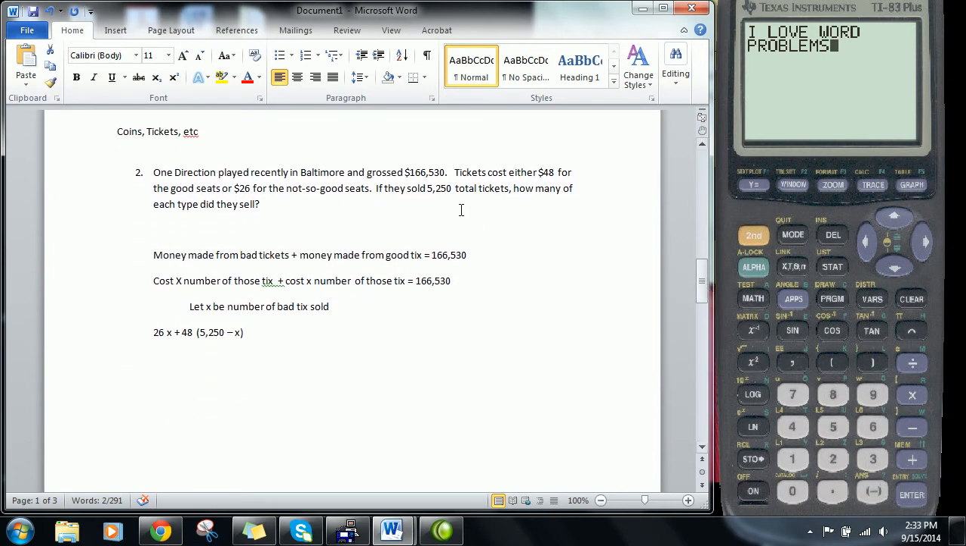Oh, wow, right? 5,250 total tickets. So I split that up into X for bad tickets, therefore 5,250 minus X for the good tickets. And of course, there's my total cost. Okay. Again, here's your setup. And I'll leave the solving up to you. Don't forget to distribute this 48. Okay, 26X plus 48 times the quantity, 5,250 minus X, equals a total gross ticket sales. Okay, and I'll leave that to you to finish up.